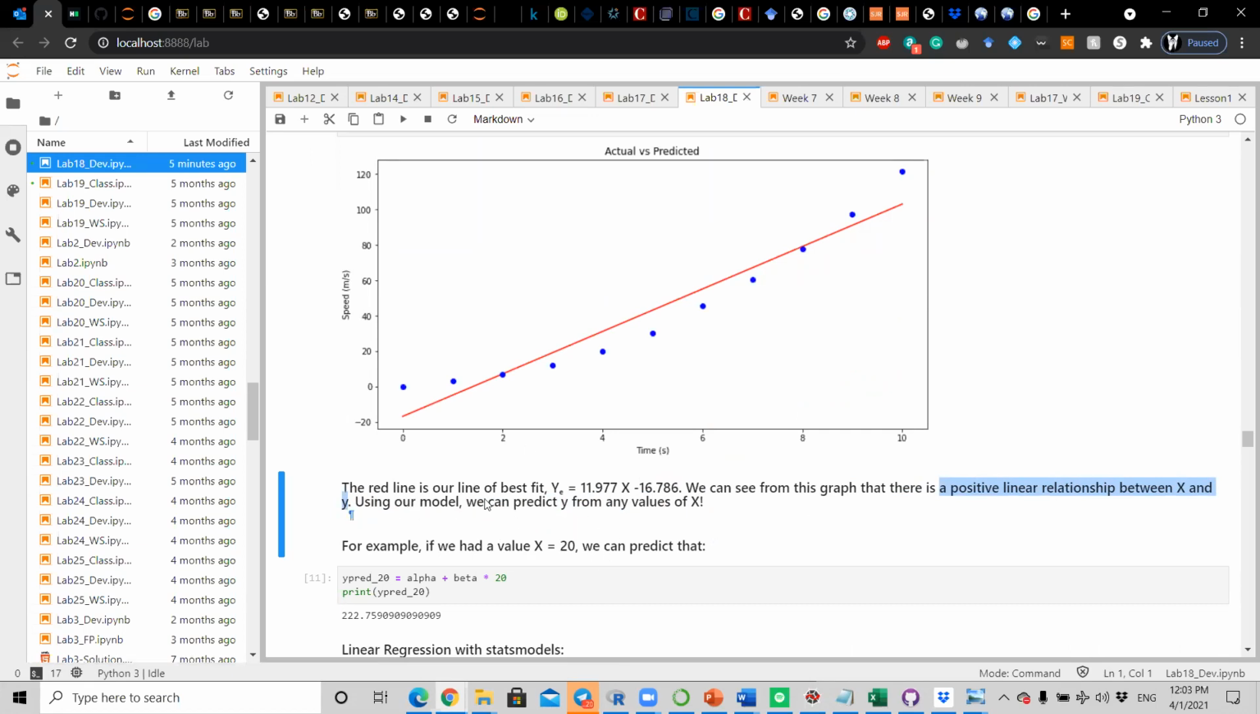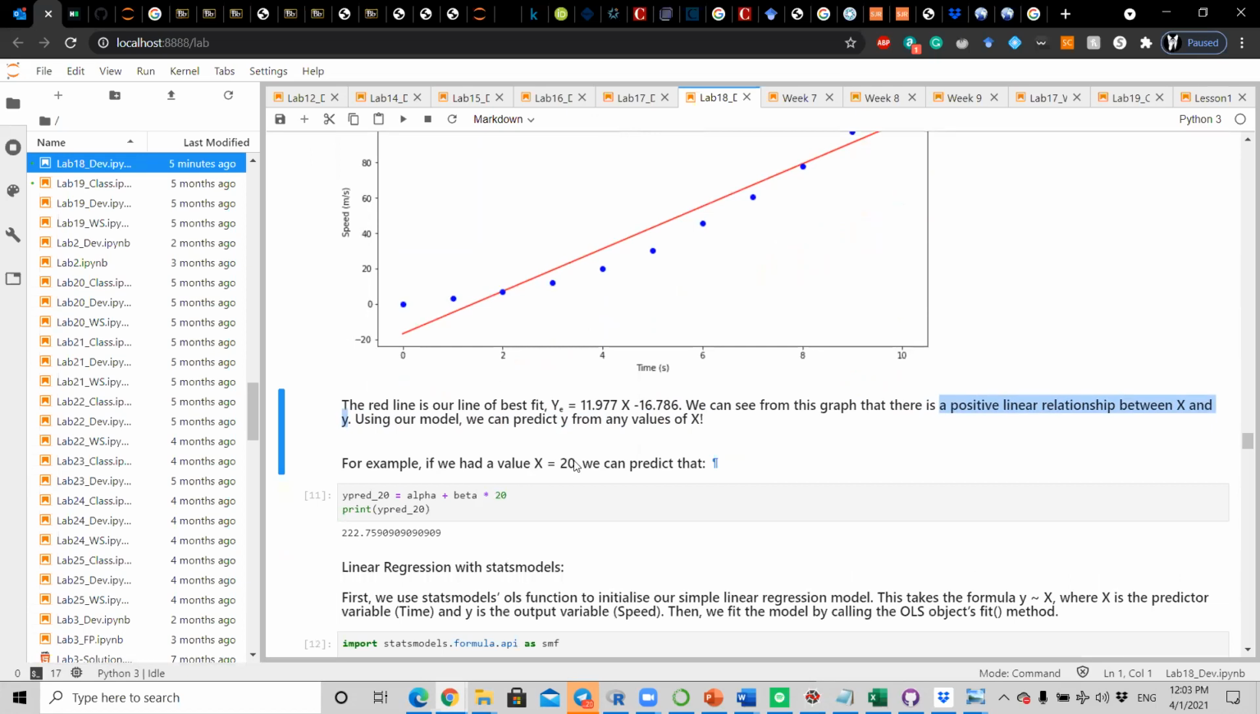Now, using our model, we can predict y from any values of x. So if someone asks you at time equals 20 seconds, what will be the speed? You can simply feed 20 as your input, as your x, and get this speed. That's how we use linear regression as a predictive model.